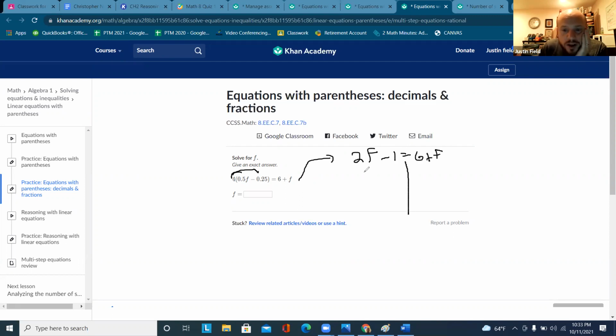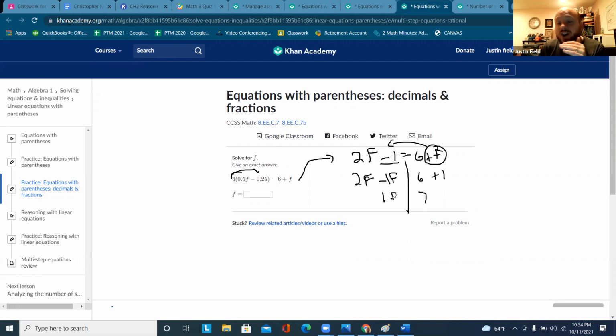All right. No like terms, so put my variables on the left. This is a positive f, so it's going to be negative f on the left. This is a negative 1, so it's going to be positive 1 on the right. 2f minus f is 1f. This is 2 minus 1. 6 plus 1 is 7.